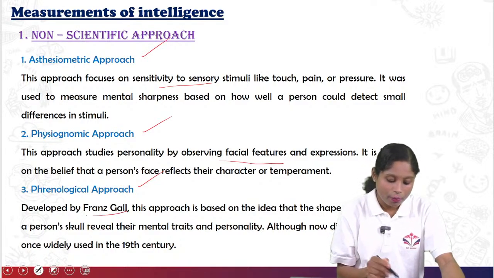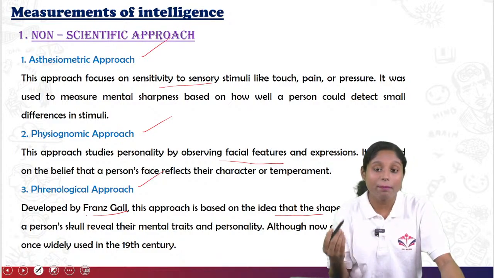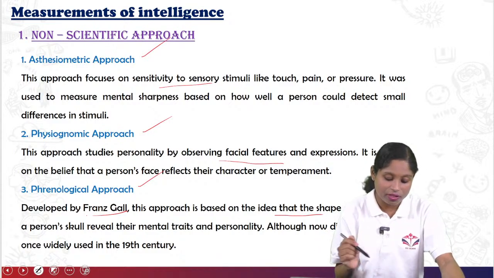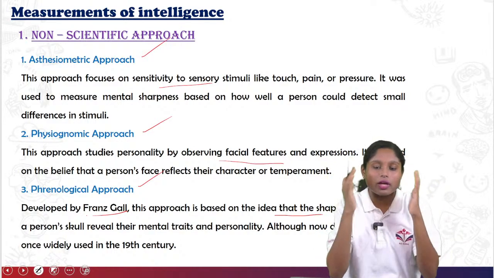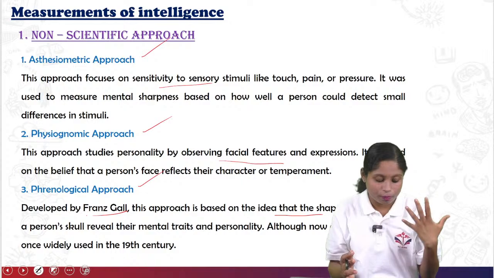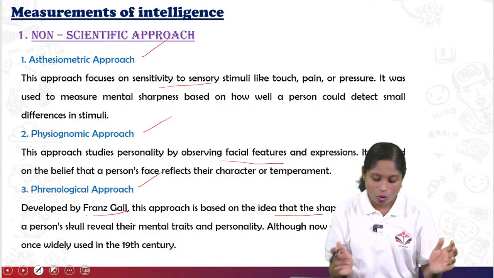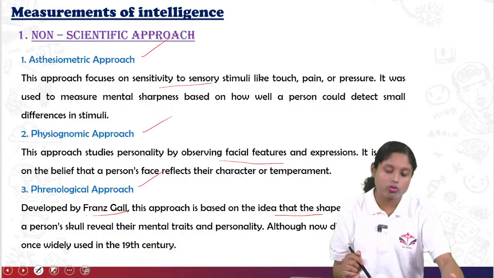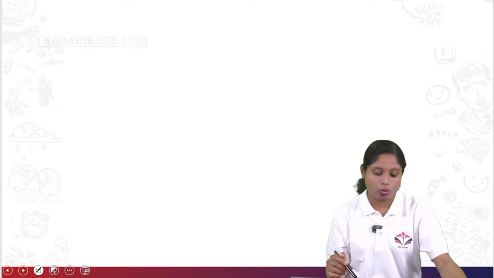Now the next one is the phrenological approach. What is it? Developed by Franz Gall. This approach is based on the idea that the shape and bumps of a person's skull reveal their mental traits and personality. So the shape of that person's skull will reveal their mental traits and personality. Although now discredited, it was widely used in the 19th century. So these are the non-scientific approaches.